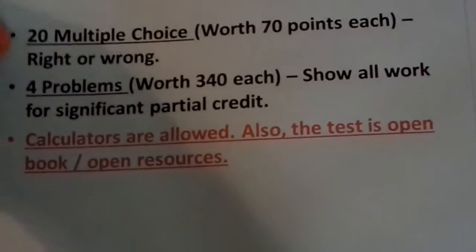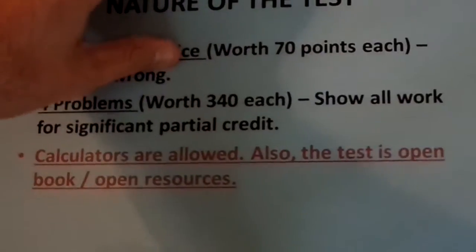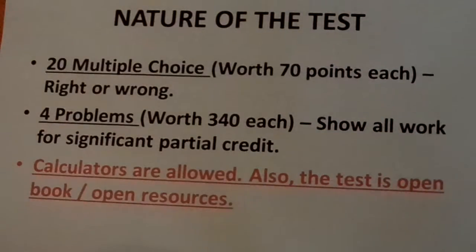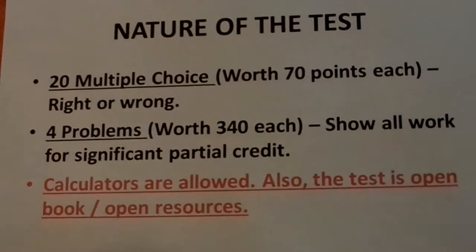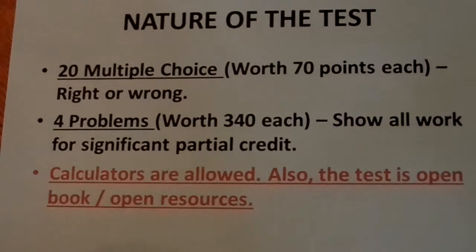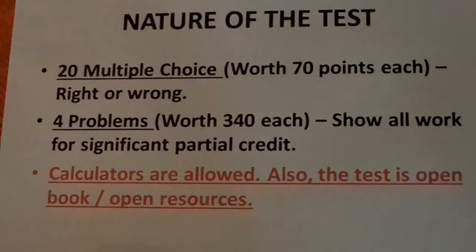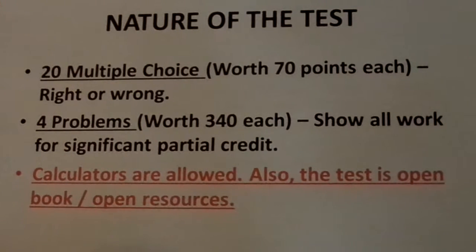Before I dive into all those details about what's on the test, let's remember the nature of it. So the nature is that the test is worth 2,760 as it turns out. So there's actually 10 extra points on it. But the 20 multiple choice questions are worth 70 points each. And the 4 problems are worth 340 points each. And with a multiple choice, they're right or wrong. But with the 4 problems, there'll be significant partial credit.